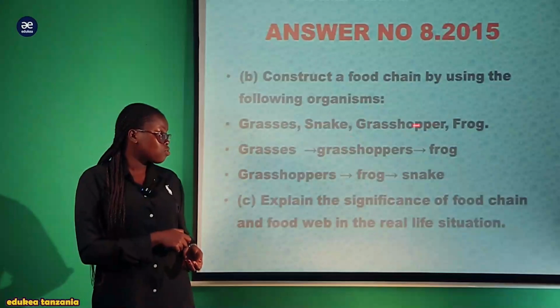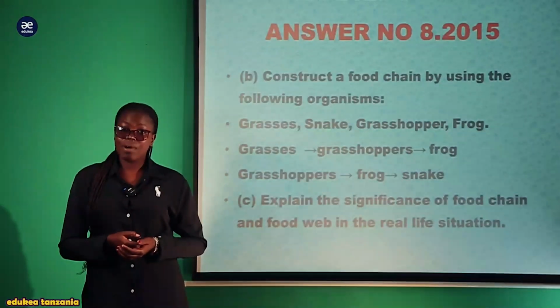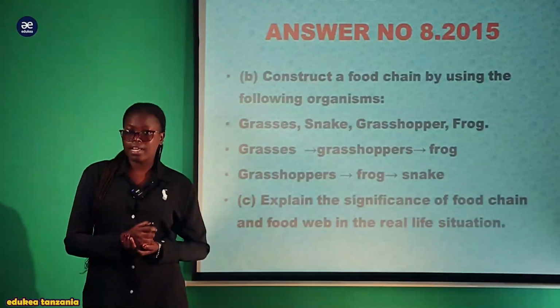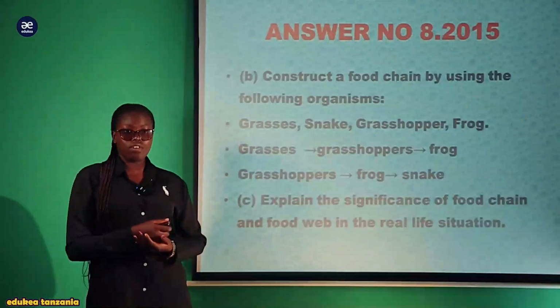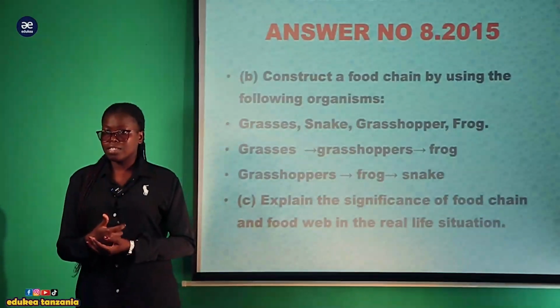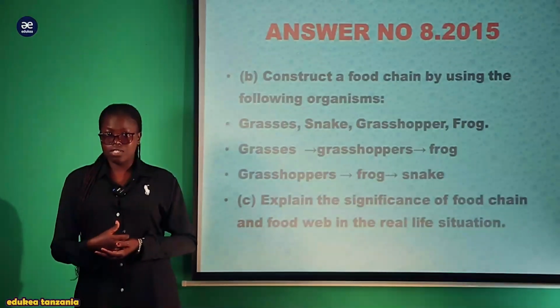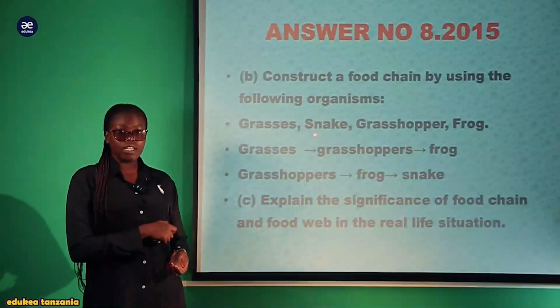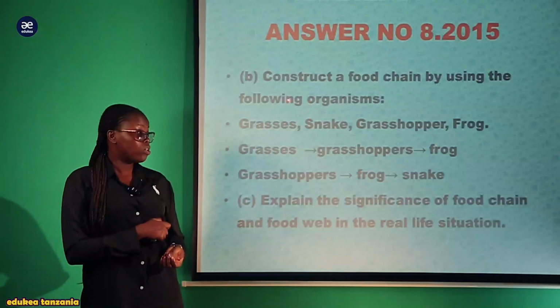Second, grasshopper. Huyu ni panzi. Panzi anakula nyama au anakula majani? The last one ni frog. Chura anakula nyama au anakula majani? After knowing this, unaweza sasa kujua place. Naweza ukachora sasa. Grass huyu hapa ni autotroph. Kwa hiyo hapo ni producer.